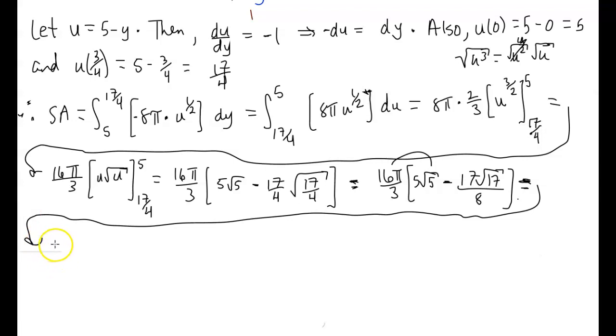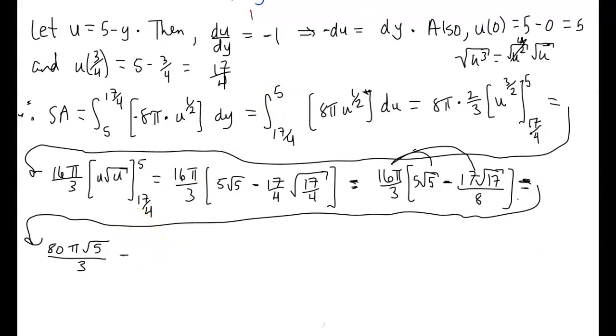16 times 5 is 80. So I'll have 80 pi square root of 5, all that over 3. And then minus, I know that when I multiply the 16 pi over 3 to the second term, the 16 and the 8 will reduce to just 2. So I'll have a 17 pi here. So I have 17 pi times 2.